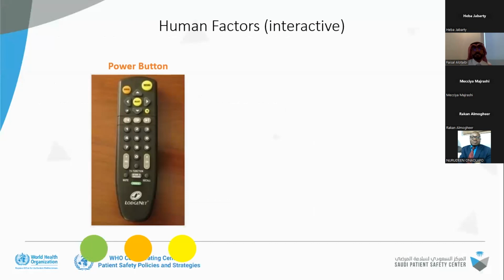Here we have an example to show you how a bad system can influence human cognition and how people behave. On the left side, we have a remote control. If I ask the attendees, where is the power button on this remote control? Is it the green one, or the orange, or the yellow? Please write it in the chat.